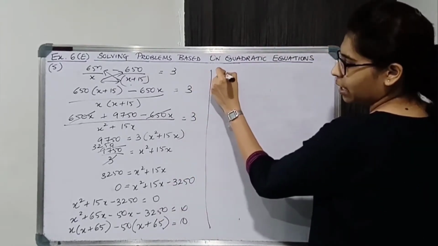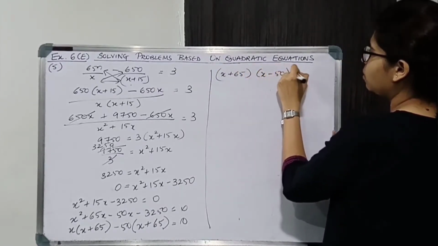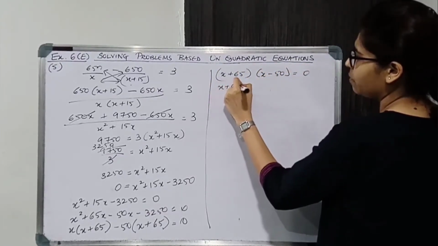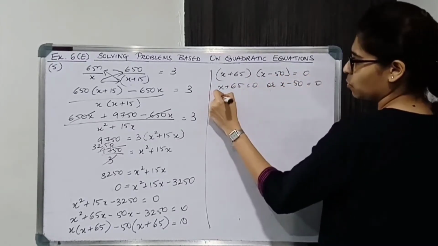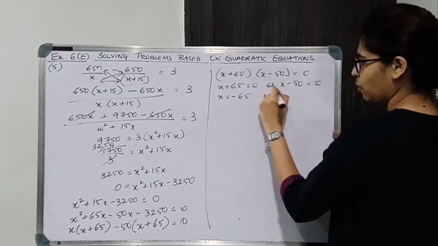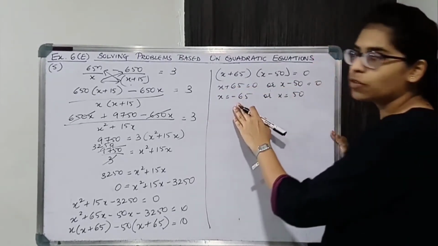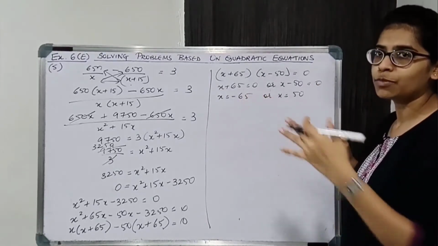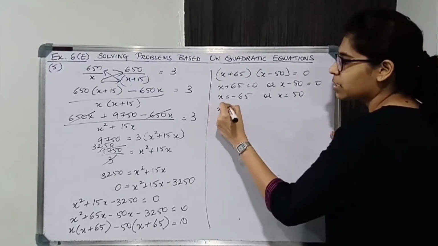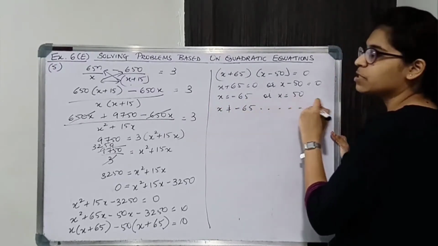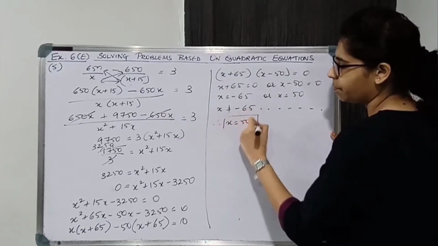So (x + 65)(x - 50) = 0. So x + 65 = 0 or x - 50 = 0. So x = -65 or x = 50. Now x over here is the number of persons. Can the number of persons be negative? No. So you have to write down x is not equal to -65 because the number of persons cannot be negative. Therefore x = 50.